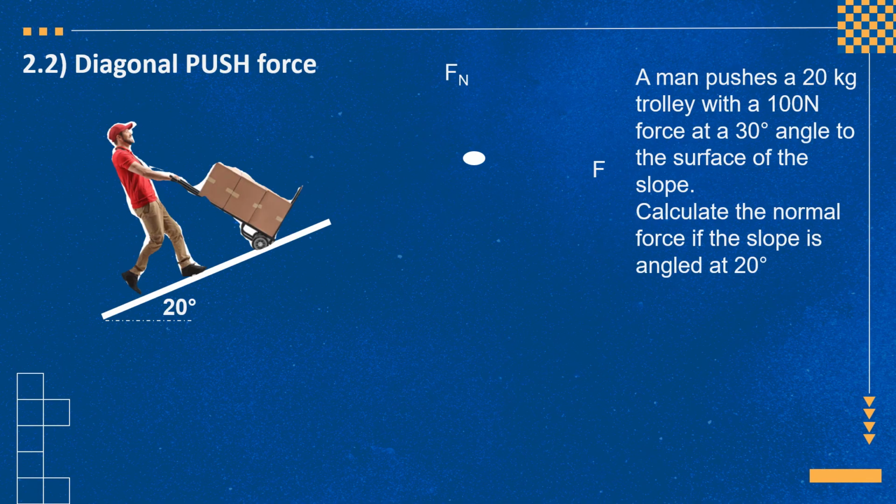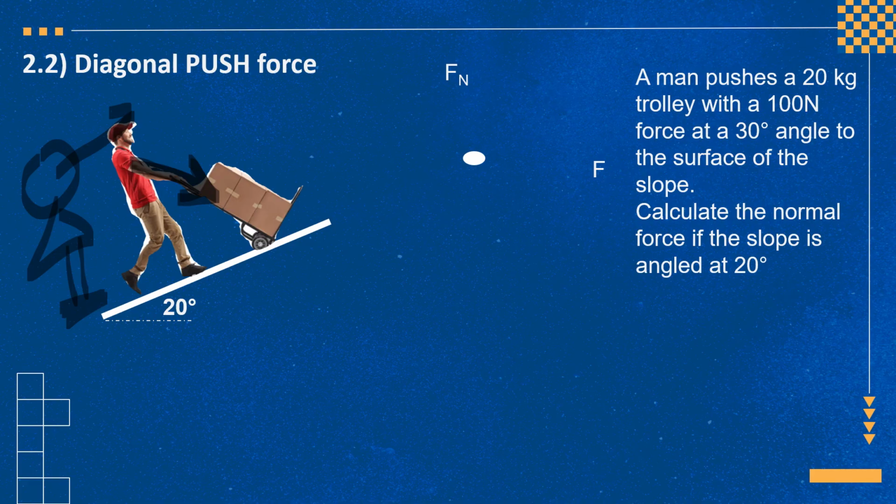Let's look at a question. We have a man doing all the work as usual, and this guy is pushing a 20-kilogram trolley with 100 Newton force, so it is a diagonal push force. If you stand here on the surface with this very handsome guy and you look in his direction, then this applied force will definitely look like a diagonal push force.